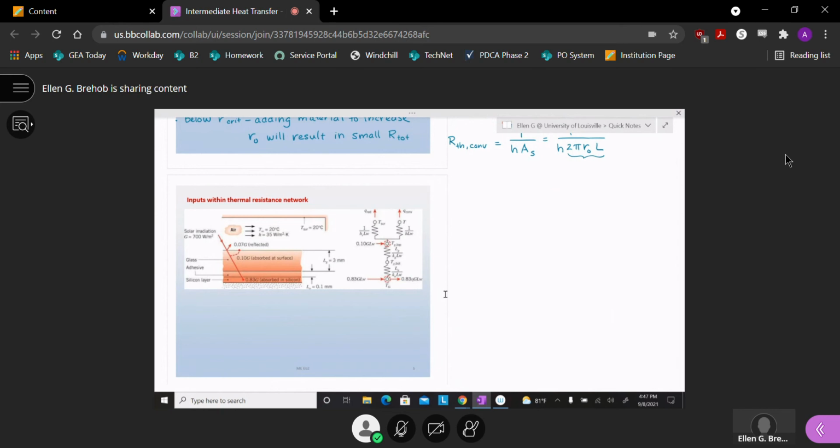This is a problem taken from your textbook, and I think it's a pretty good example, and we'll take a look at it. My title here is Inputs Within Thermal Resistance Network.